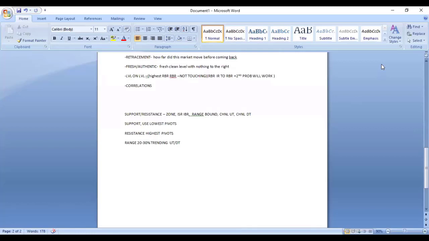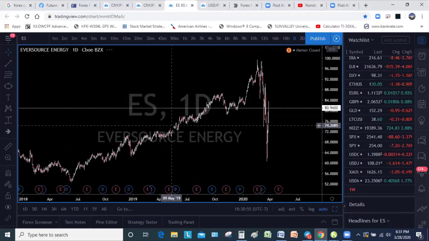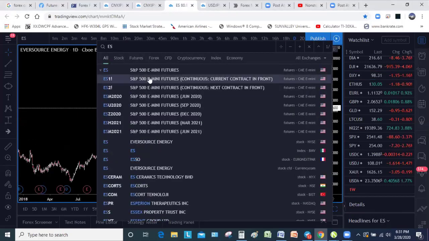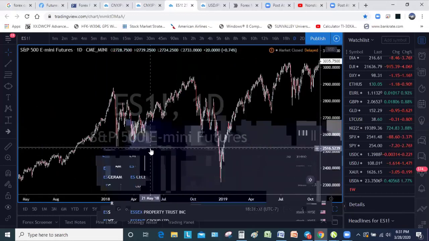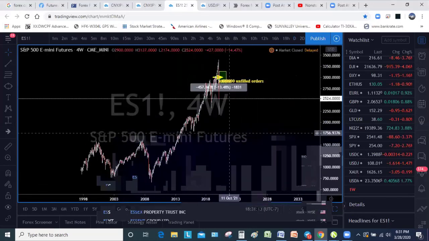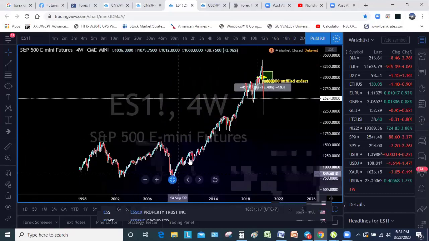Let's do this. When you look at something like the S&P 500, let's look at this on a 4-week. Would you guys not argue that this is an uptrend? I mean, guys, come on now. Let's look at this. This is really an uptrend, right?